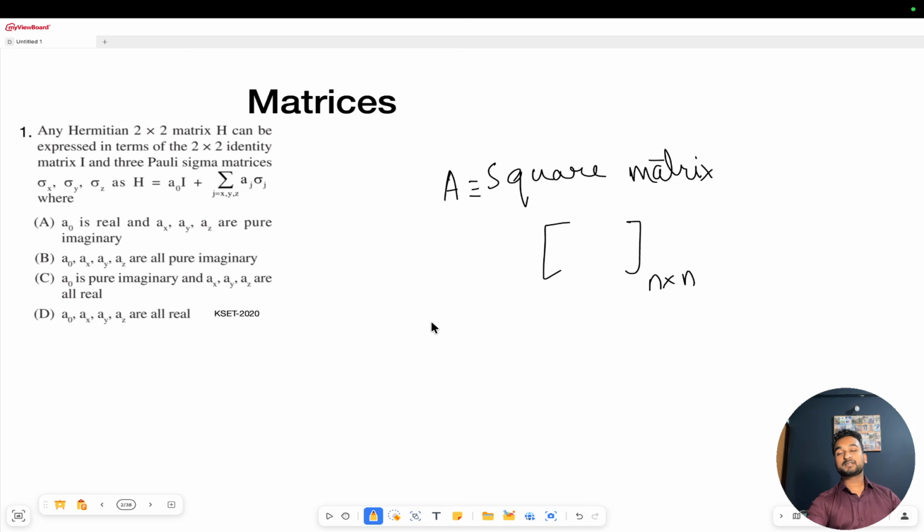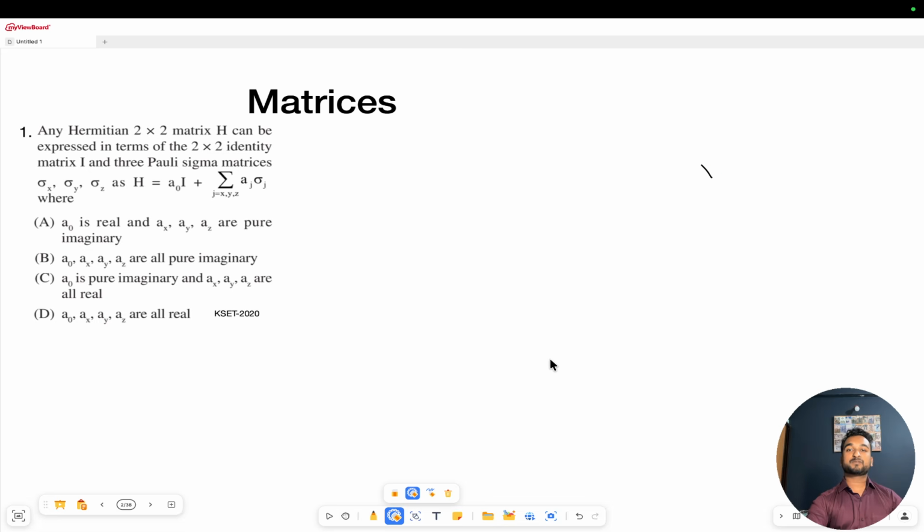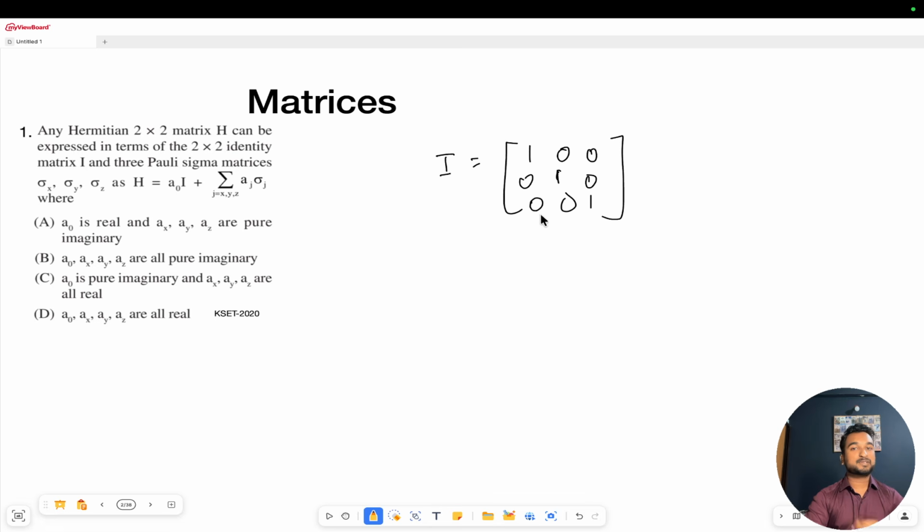So operators for any physical observable are what? Hermitian. Like for the momentum operator, the matrix will be Hermitian. So here you can see the question is, any Hermitian 2 cross 2 matrix H can be expressed in terms of the 2 cross 2 identity matrix I. What is an identity matrix? Where all the diagonal elements are unity and the rest of the terms are 0. So this is an identity matrix.